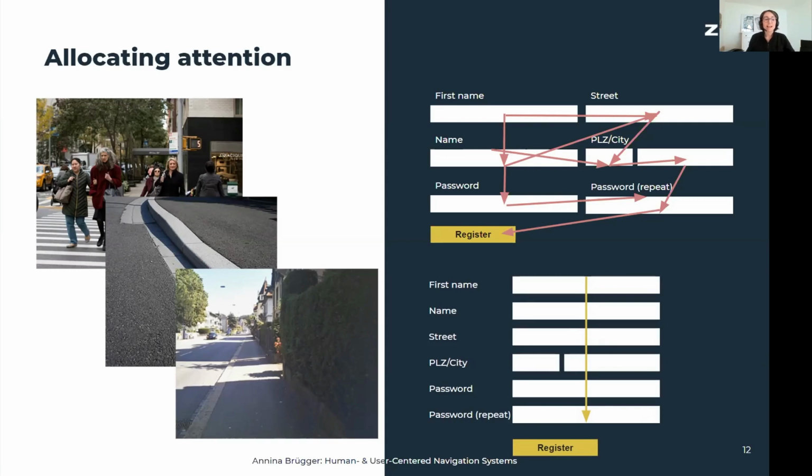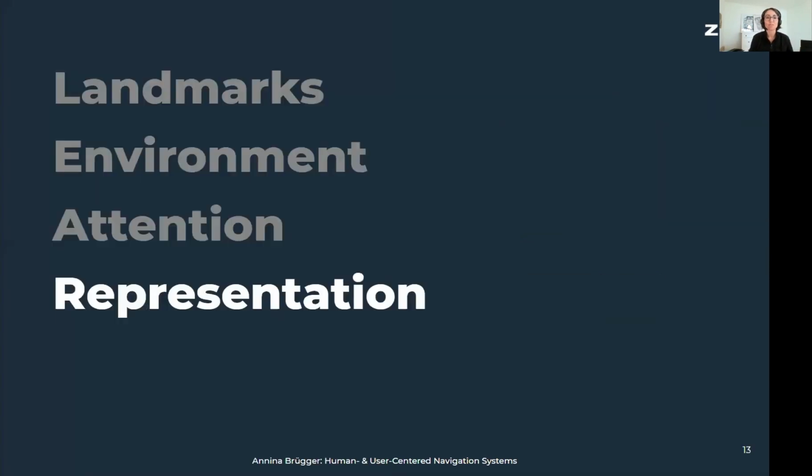So we can say allocating attention happens in the environment, but also within the system itself. And it can be built easier or more difficult for the user to deal with, and should therefore be taken into account, as it impacts not only behavior, but also learning from it.